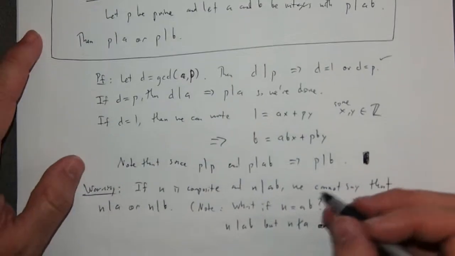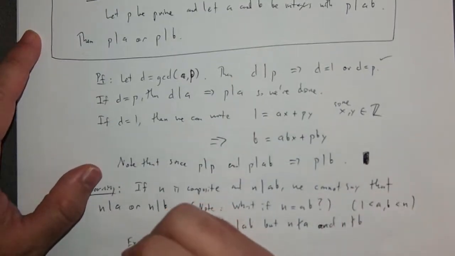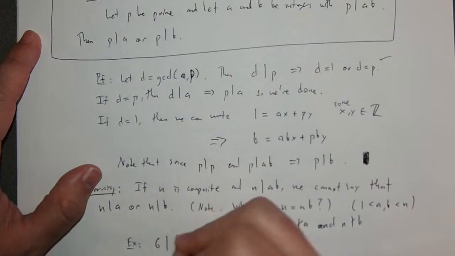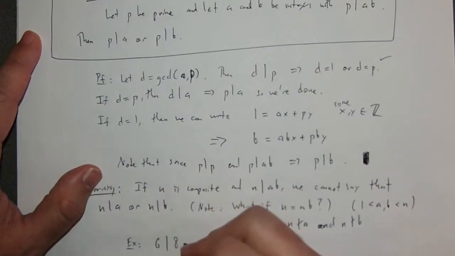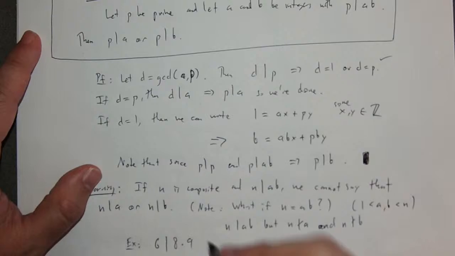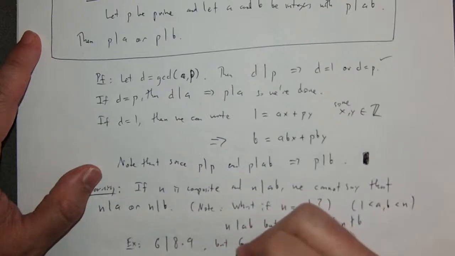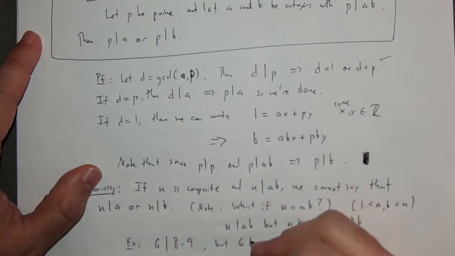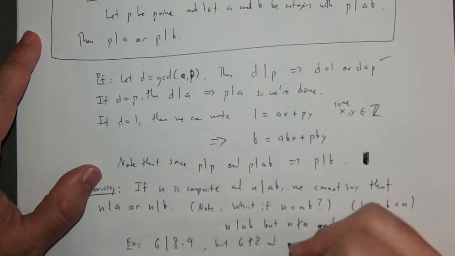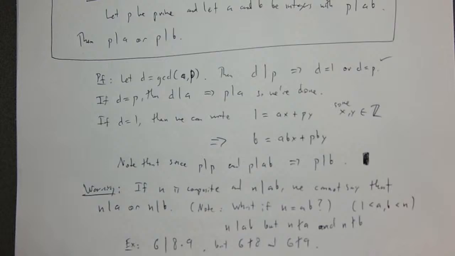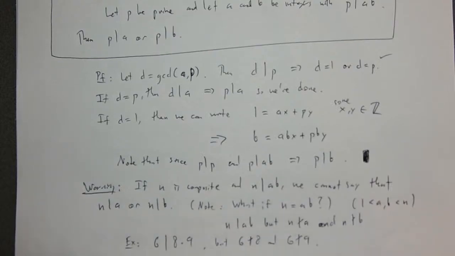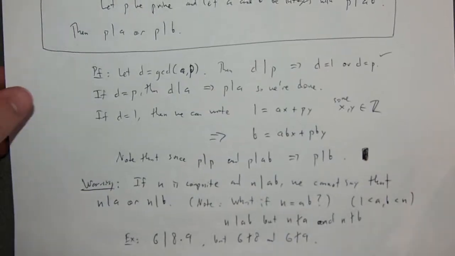So here's another example. 6 divides 8 times 9, but 6 does not divide 8, and 6 does not divide 9. Again, tons of examples here, so got to be careful. One more thing, and then I'll be done for today.